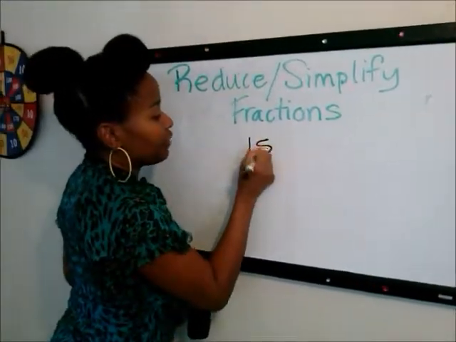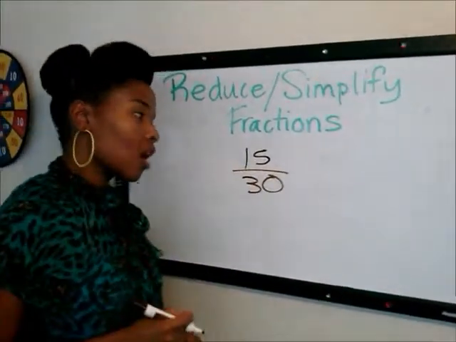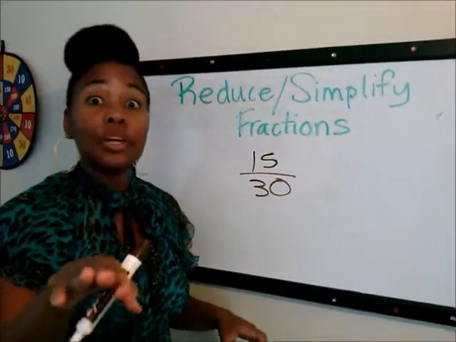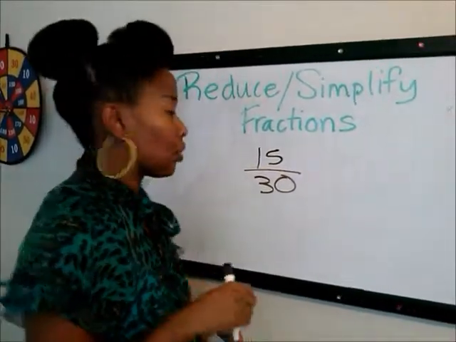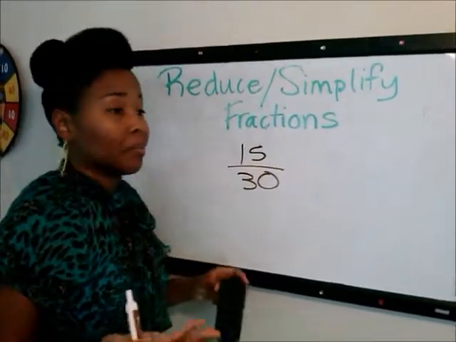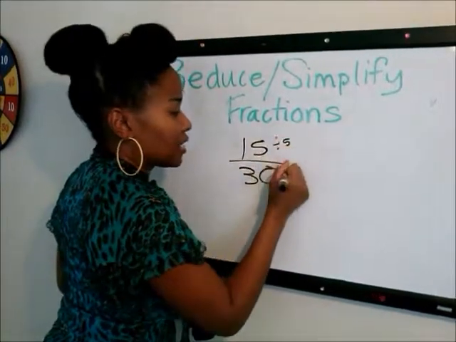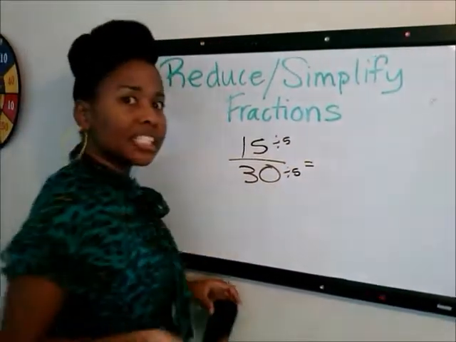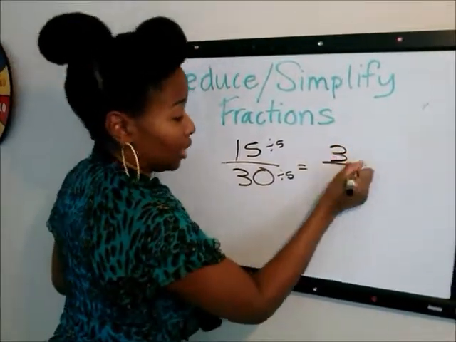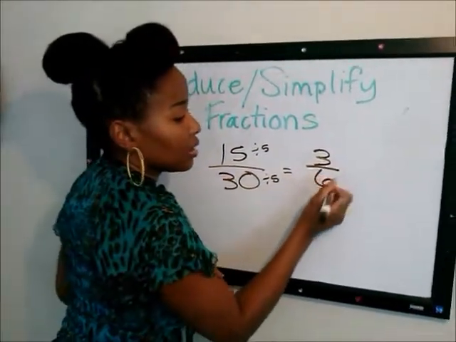How about 15 and 30? I know 5 can go into this. I'm going to do something different. Let me show you something real quick. If I was a student and the largest number I could think of was 5, you could still divide the top and the bottom by 5. Let's see what we get. 15 divided by 5 is 3, and 30 divided by 5 is 6.